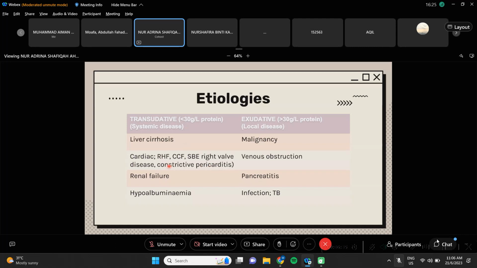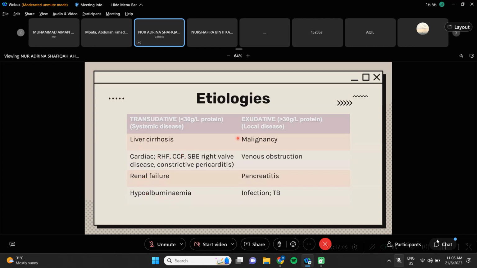As we all know, transudative is self-explanatory: only fluid, or only water, gets out of the vasculature. However, the albumin stays in the vasculature. Other than liver cirrhosis or cardiac causes, we can also have renal failure or hypoalbuminemia.